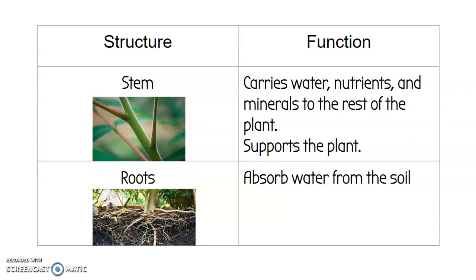Another one would be the stem of a plant, and the purpose of a stem would be that it carries water, nutrients, and minerals to the rest of the plant. And a stem also supports the plant and keeps it upright and kind of keeps it strong. The roots of a plant would be another structure. Roots also absorb water from the soil, and roots also kind of keep a plant or tree balanced in the soil so they don't fall over.